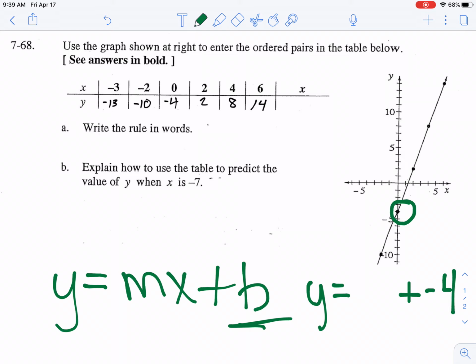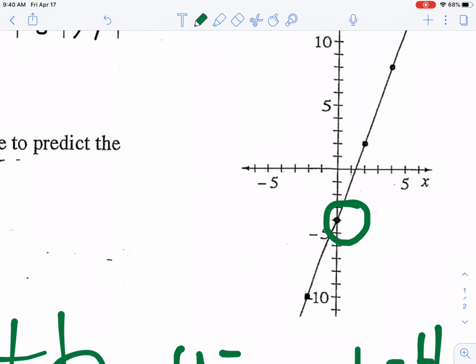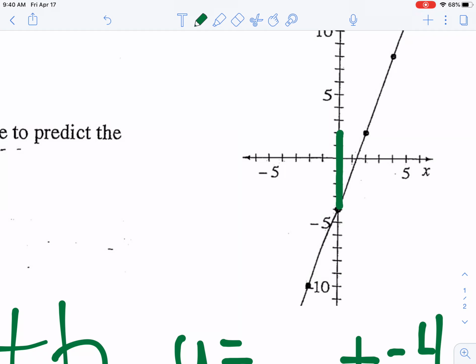And then my next step would be to make a slope triangle. So I'm going to use that point I just circled. I'm going to erase my green. All right, and then I'm going to use the point that's above it. Okay, so I'm going to draw my slope triangle. It's going up the y-axis, and then it's going to go across to that point.